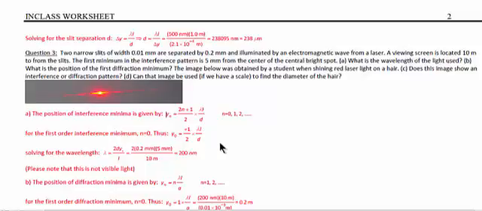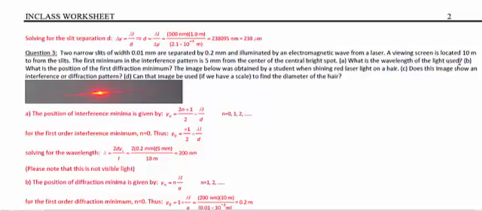Now, for the first minimum, we need n equals 0. That corresponds to y sub 0 equal to lambda L over twice d. So we just solve this equation for lambda. Everything else we know. Y sub 0 is given to us, 5 millimeters here. L is given to us, it is 10 meters here. And the separation of the slits, d, is given, 0.2 millimeters here. So we just work it out. Now one note here, 200 nanometers, that's not visible light.